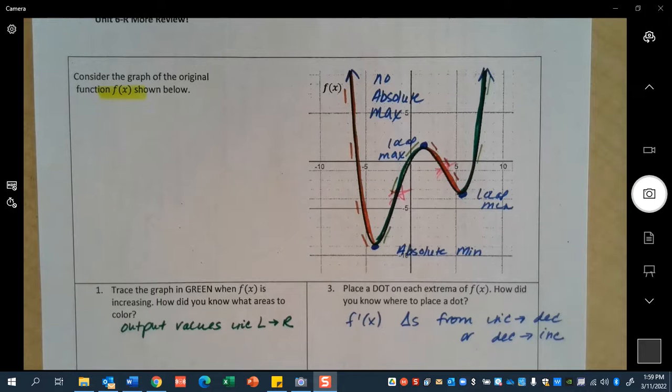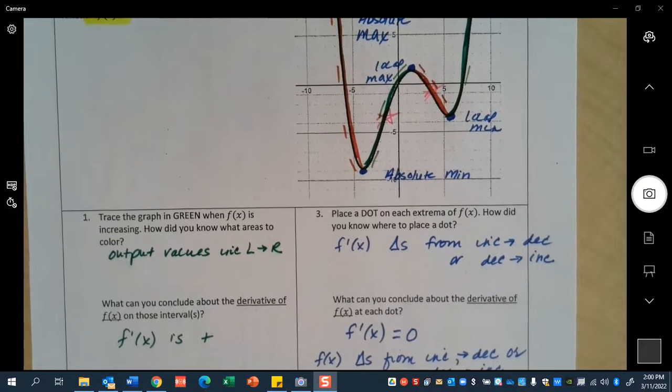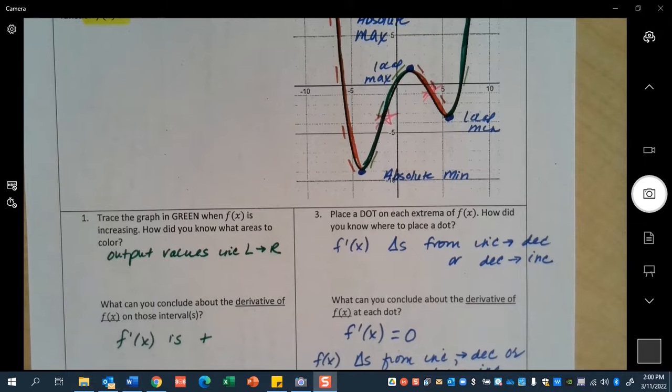When we check out this graph, our first question is trace in green where the graph is increasing. My graph is increasing wherever my output values are getting bigger. That's an Algebra 1 concept. We talk about it again in Algebra 2. As you read a graph left to right, if your output values are getting bigger, then that's where you are increasing. So my justification here is my output values are increasing as I move left to right. That tells me that I'm getting bigger.